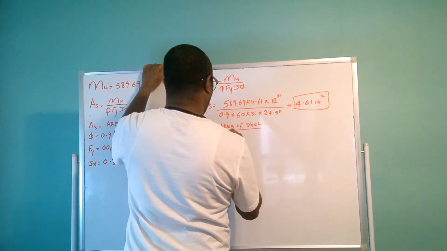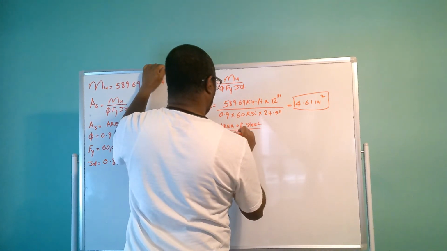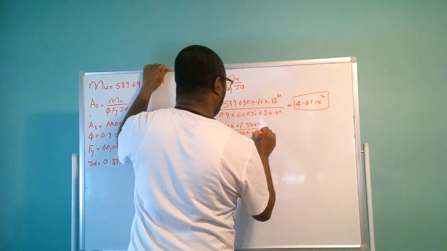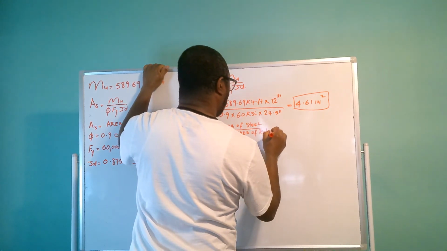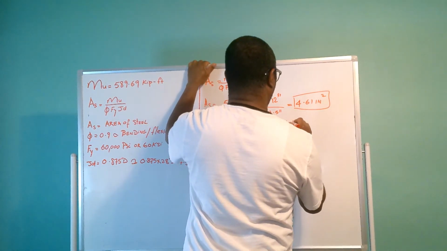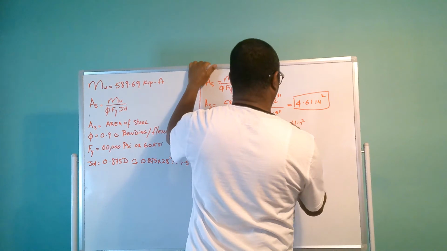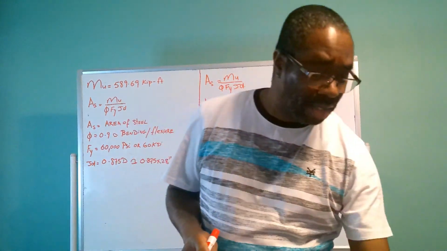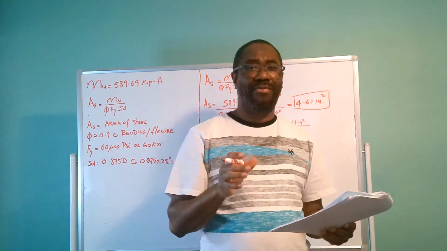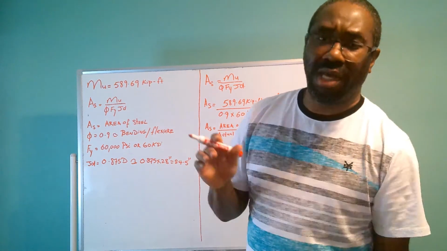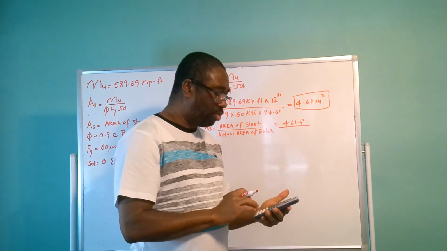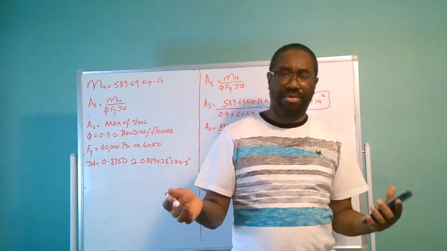Over actual area of rebar. So if we have 4.61 inch square here, and we choose half inch steel, the area of half inch steel is 0.2 inch square. So if we divide this 4.61 by 0.2, we're going to end up with 23 steel.